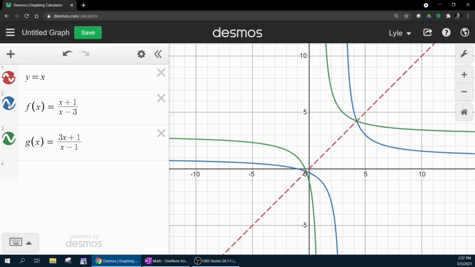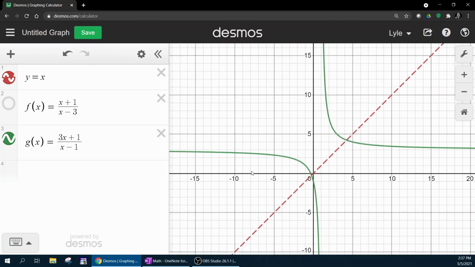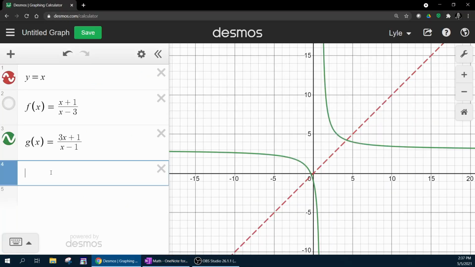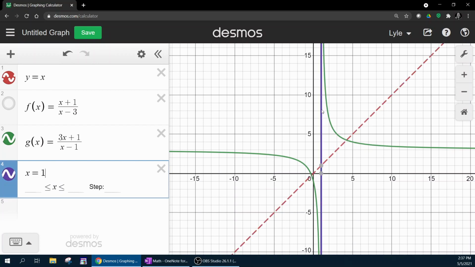Also, if I turn off the original function and examine the domain and range of the inverse, you're going to see that the domain is everything from minus infinity to infinity except for where the vertical asymptote is. And we said that that should be at 1. So if I graph the line x equal 1, I would expect that to be where the vertical asymptote is. In other words, that's going to be an x that does not exist on this graph. That's not going to be part of the domain.